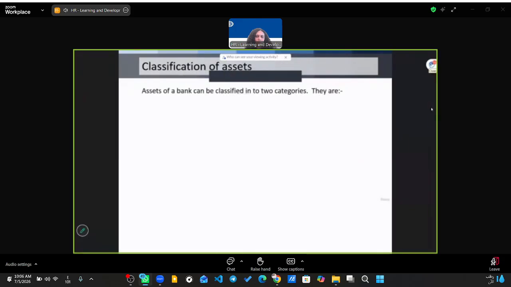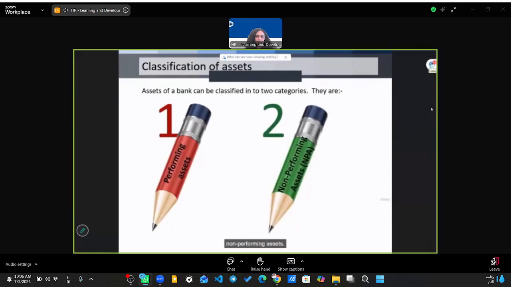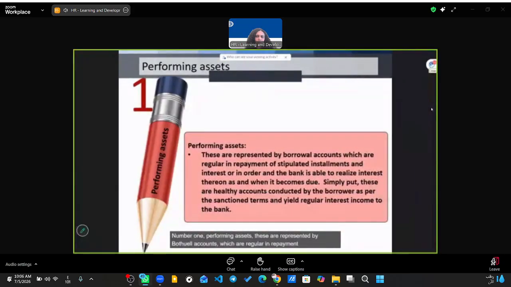Classification of assets. Assets of a bank can be classified into two categories. They are number 1, performing assets, number 2, non-performing assets. Let's understand both of these in detail. Number 1, performing assets. These are represented by borrowal accounts, which are regular in repayment of stipulated installments and interest, or in order, and the bank is able to realize interest thereon as and when it becomes due.